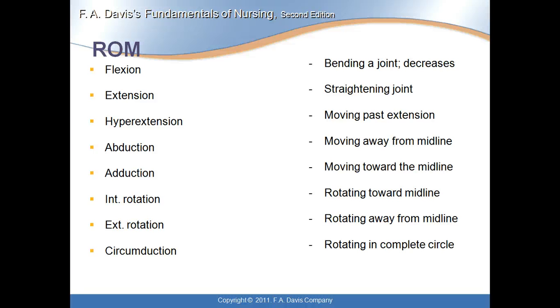So you've got the flexion, extension, hyperextension, abduction, adduction, and the rotations. You've got moving past the extension, moving away from the midline, and toward the midline. So you're really just checking all the extremities and the different joints of the body and finding out what they can and can't do.